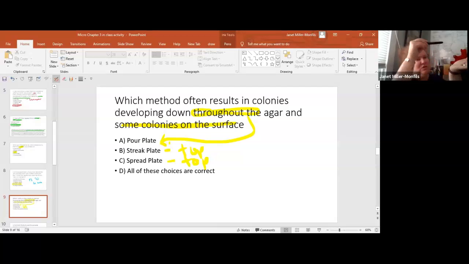Whereas with a spread plate, you take your sample and put it in the middle and take these glass hockey sticks. They're actually kind of cool. They look like an L. You sterilize it first and then spread it all over the top with the hockey stick. So that's still just on the top. When you're doing the pour plate, you're inoculating the media before you actually pour it into the plate. So it gets throughout the layers as well as on the surface. Love that you guessed, so thank you very much. So it'd be a pour plate.